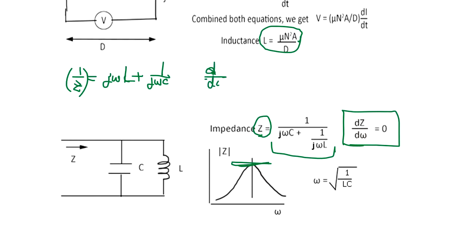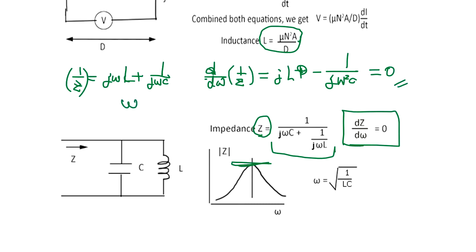That's much easier. So d over d omega of 1 over z equals jC plus 1 over j omega squared L. We find a point that becomes 0. Okay, so omega becomes 1 over square root of LC, and omega is 2 pi f. So frequency is actually 1 over 2 pi square root of LC.